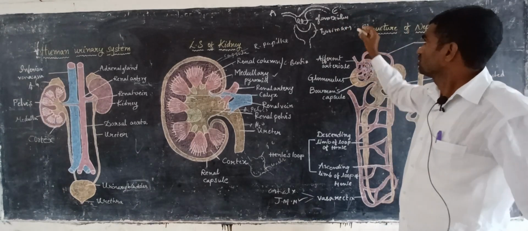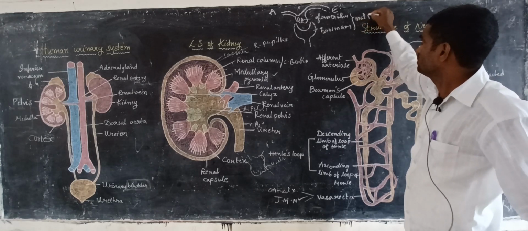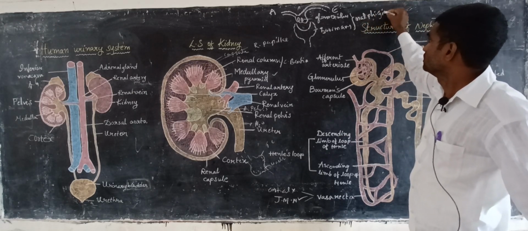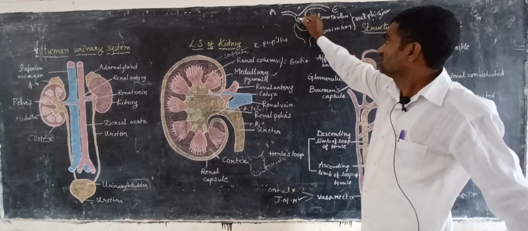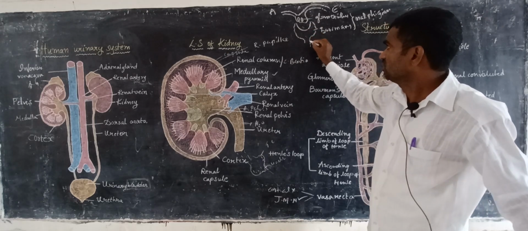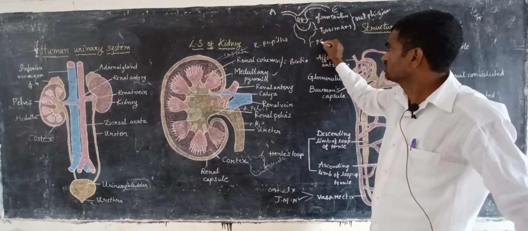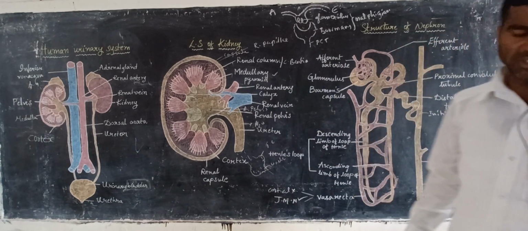Now see here, the glomerulus and Bowman's capsule together are called the Malpighian corpuscle. So likewise the Malpighian corpuscles are forming here. This is the glomerulus part, and this is the Bowman's capsule part. Now at the neck region here, this is called the PCT, the proximal convoluted tubule, forming here.